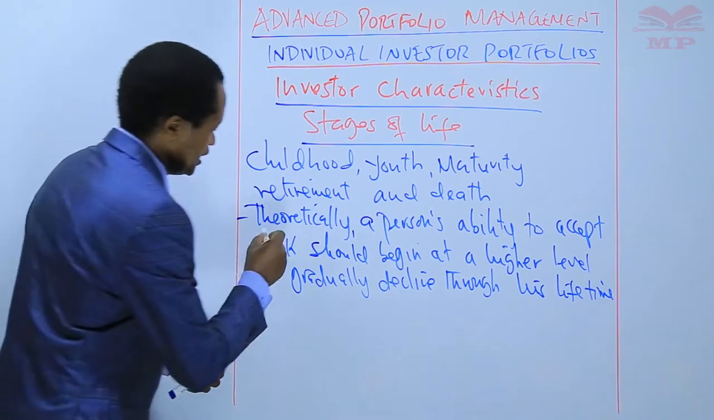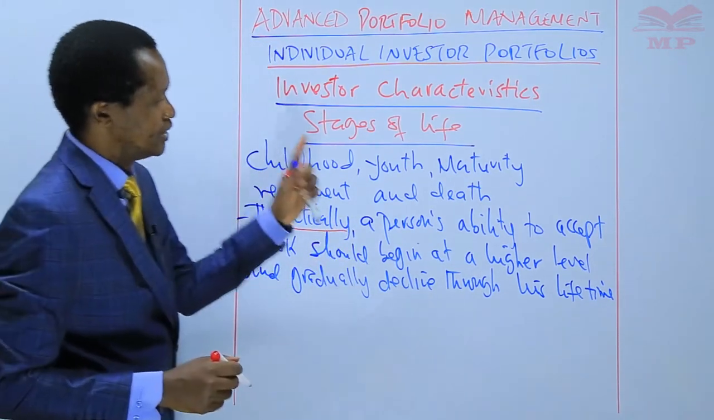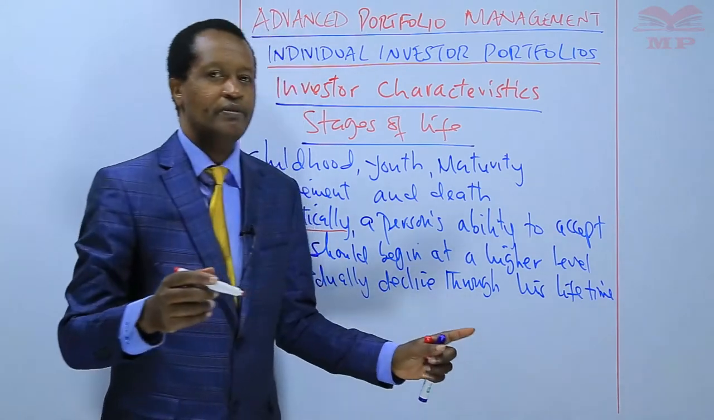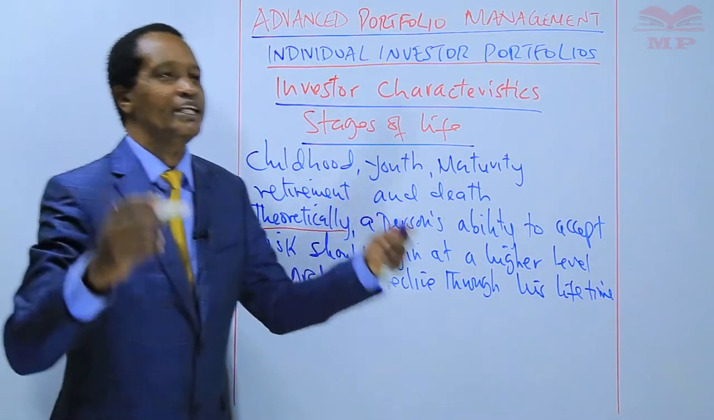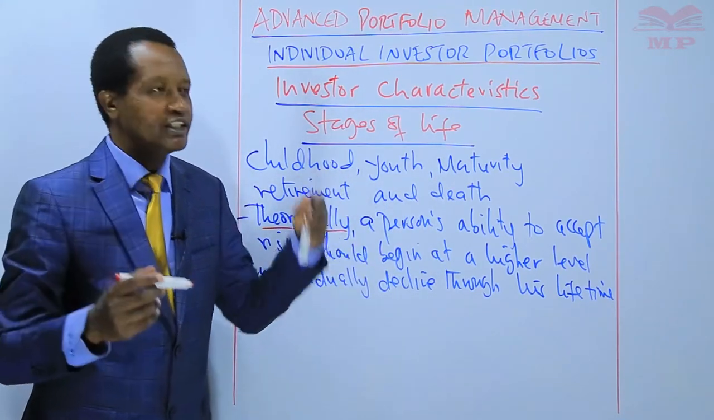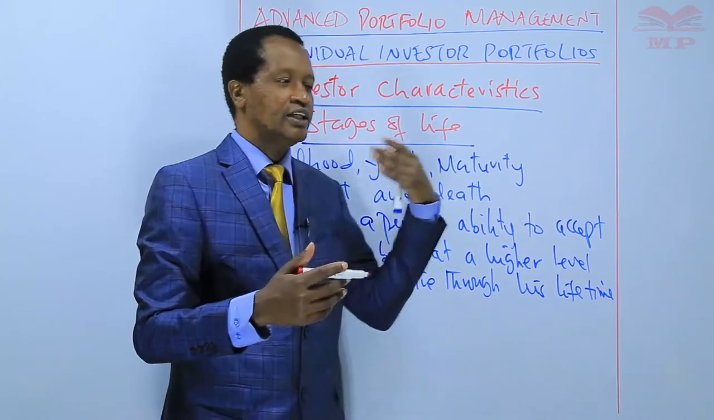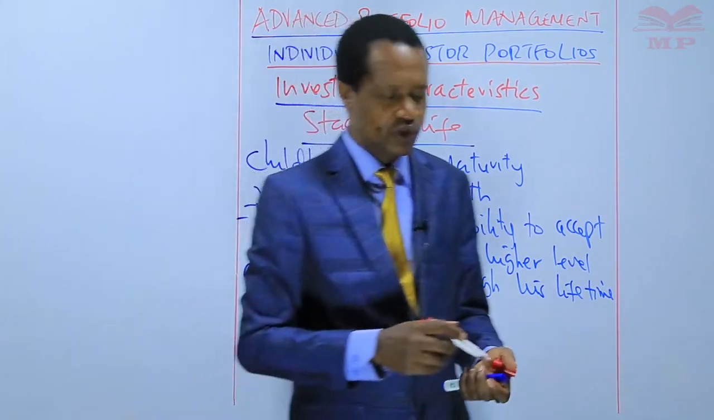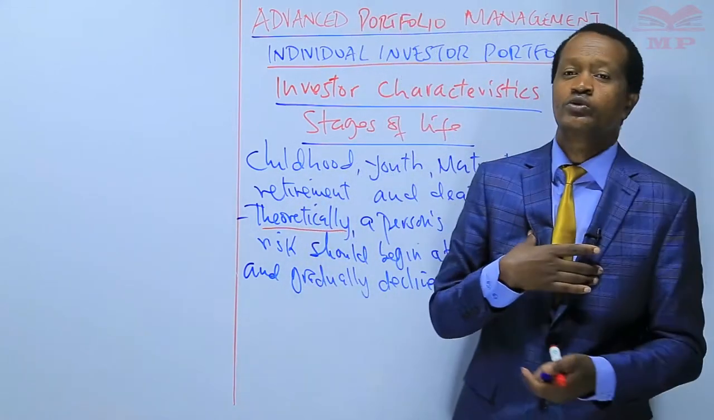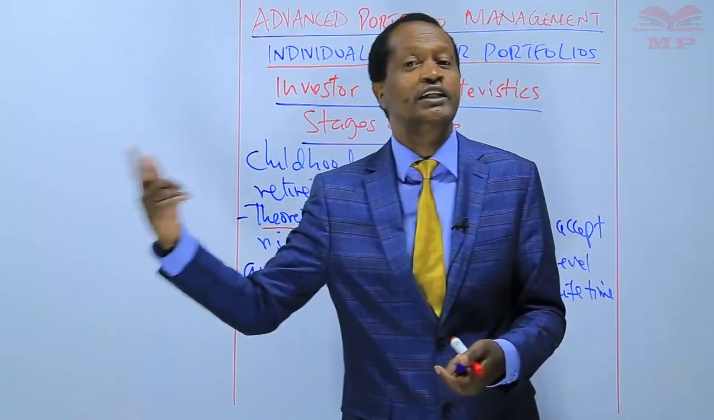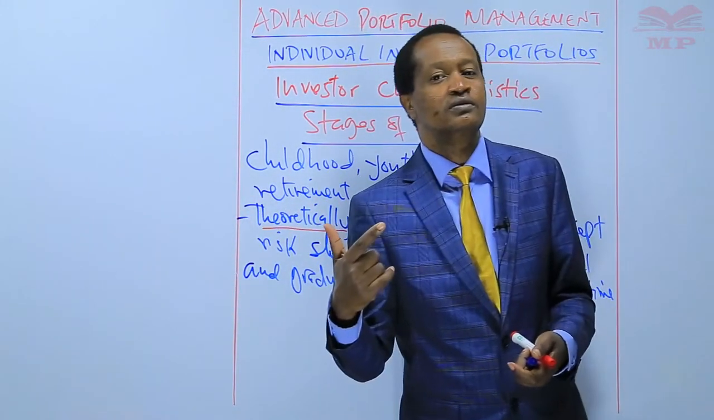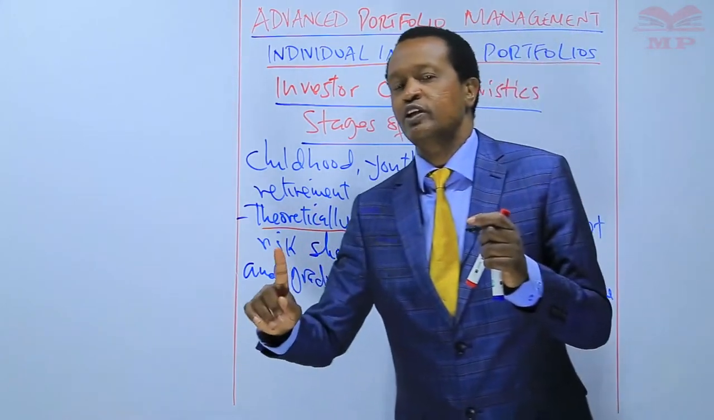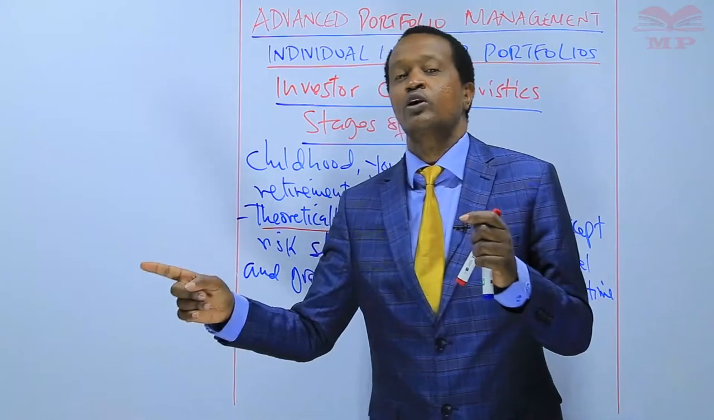That's why I said theoretically. A person's ability to accept risks should begin at a higher level and gradually decline through his lifetime, while willingness to assume risk should be driven largely by cash flow considerations. These are individuals' expenses, individuals' incomes, and so on. But we all know that the human financial condition, my financial condition, is driven by other factors. There are additional factors like life experiences. We go through different life experiences that either positively or negatively impact on our financial conditions.